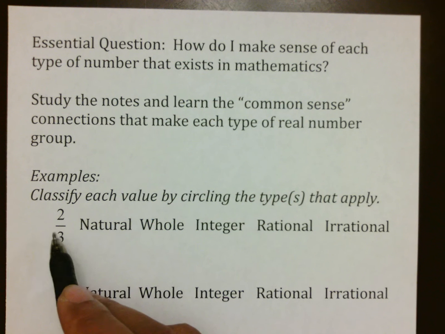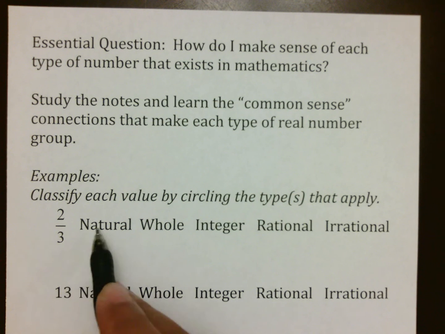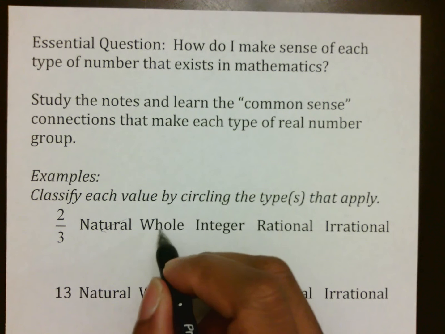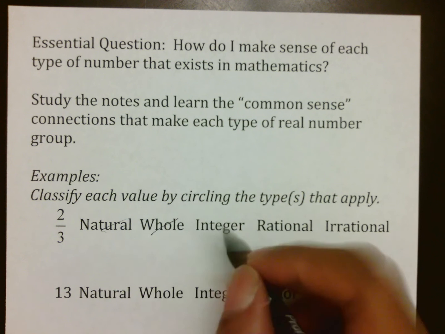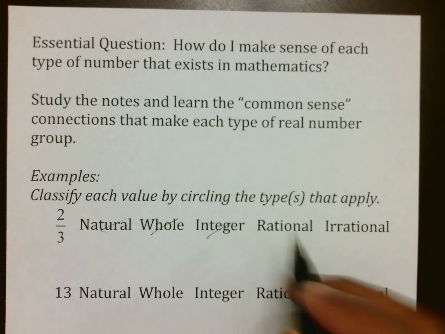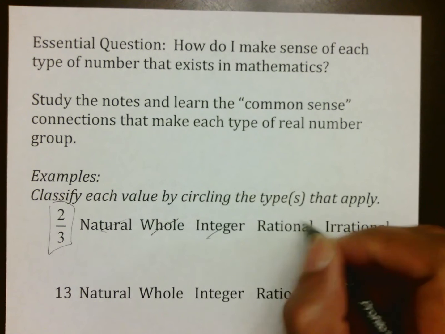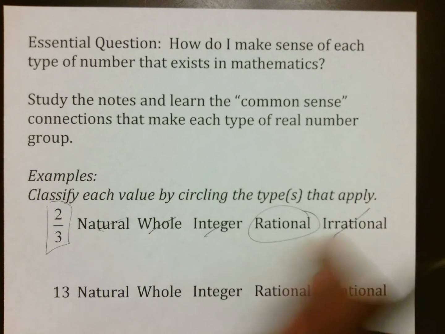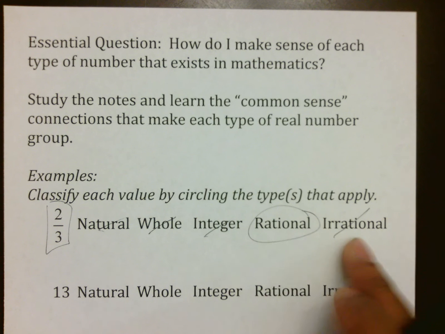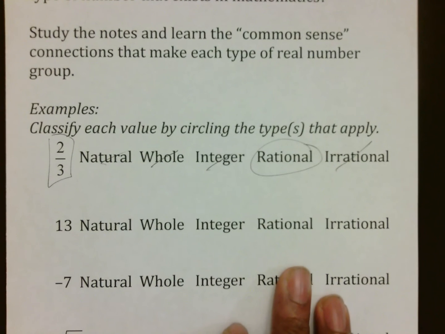Here's what we do. We look at 2/3 and we say, would I naturally count something as 2/3? No, because I go 1, 2, 3, 4, so it's not natural. Whole number, no, because fractions and decimals are not included. Integer, no, because fractions and decimals are not included. My question for rational versus irrational is, does this fit into a box? Yes, it does, so it is rational, which means it can't be both. It's either rational or irrational, and because it is rational, it cannot be irrational. So the only thing you can use to classify 2/3 is that it is rational.